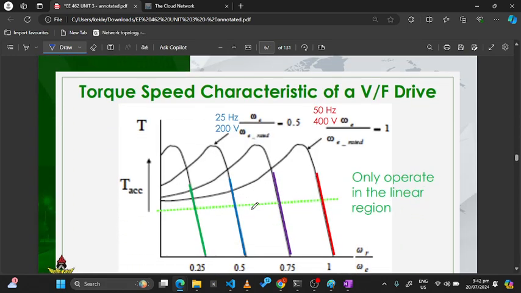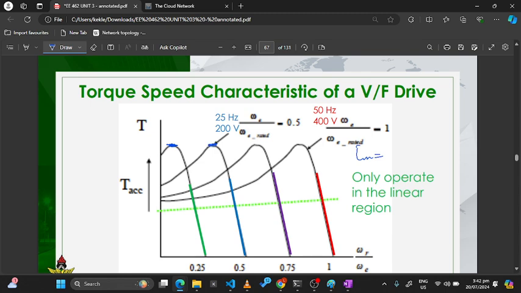So what happens? What happens when we keep Im constant? That is, if we change the voltage and the frequency in the same proportion, what happens is that our torque speed characteristic doesn't change. The only thing that changes is it just keeps shifting. Is that okay?